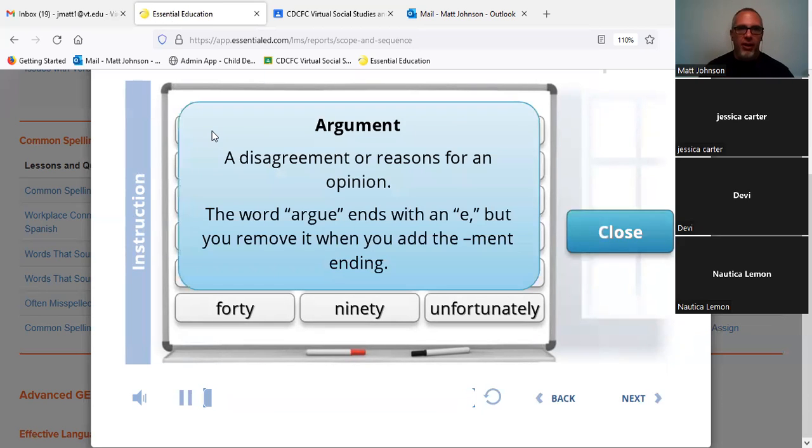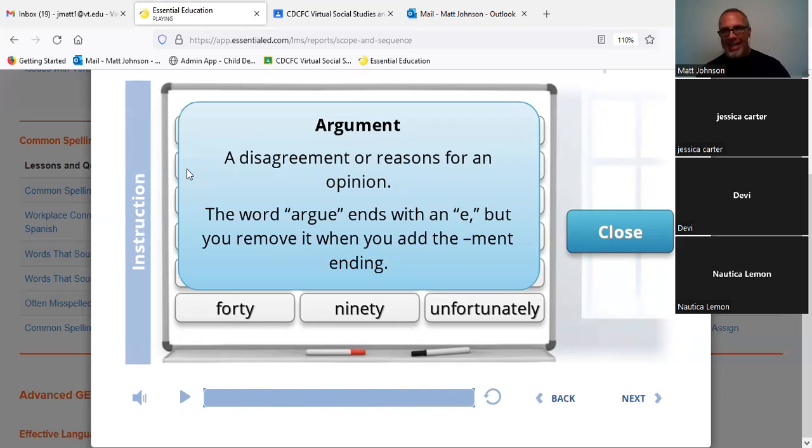Argument, we'll start there. Argument. A disagreement or reasons for an opinion. The word argue ends with an E, but you remove it when you add the ment ending. Another one that you can easily confuse, right? Because it's like, why do I take the E off? Why don't I just leave that on? So that can cause an issue.